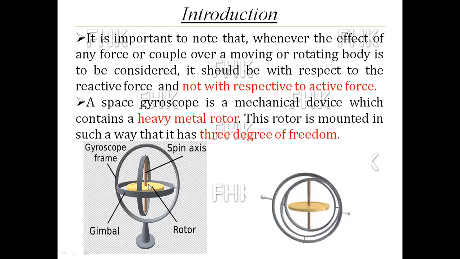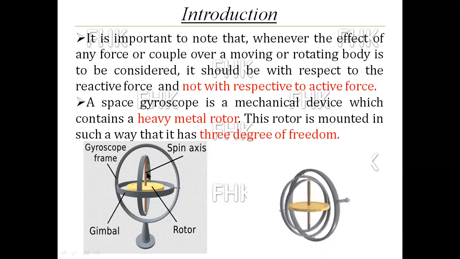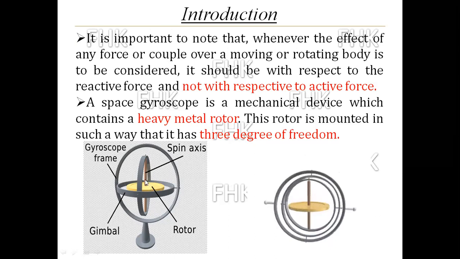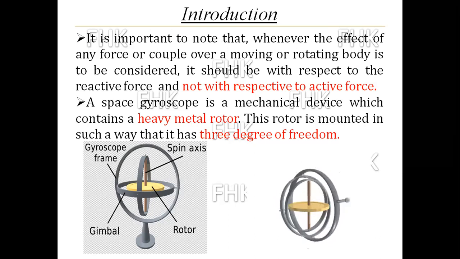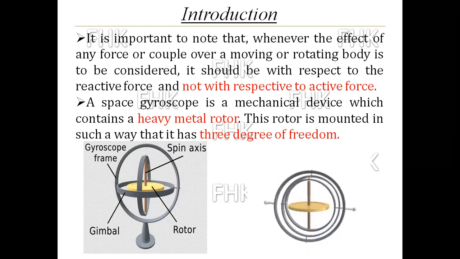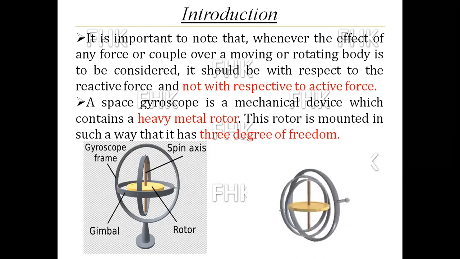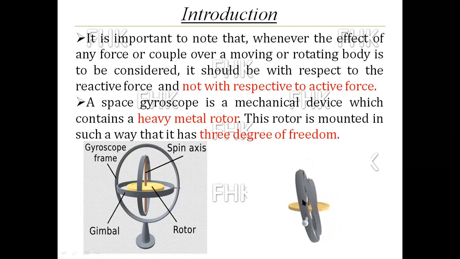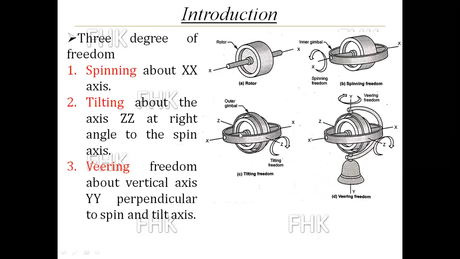When that heavy mass is rotating about the spin axis along with two other mutually perpendicular axes, at that time this rotor has 3 degrees of freedom, and this device is called a gyroscope, as you can see in the animation. Now, these 3 degrees of freedom, you can see in this image.